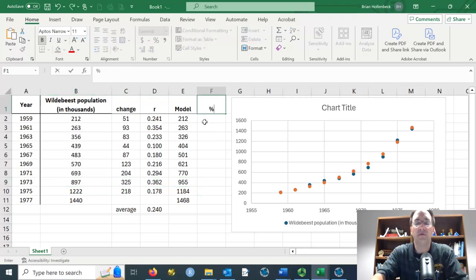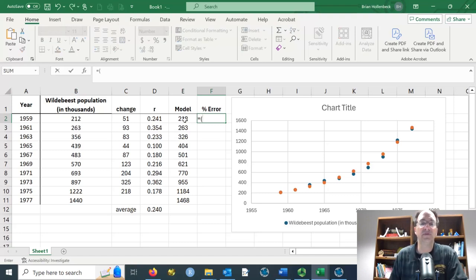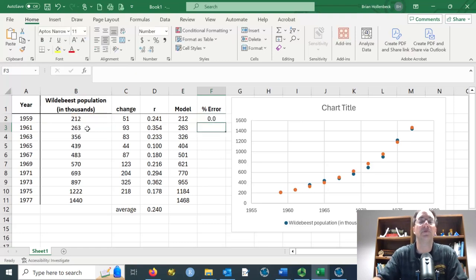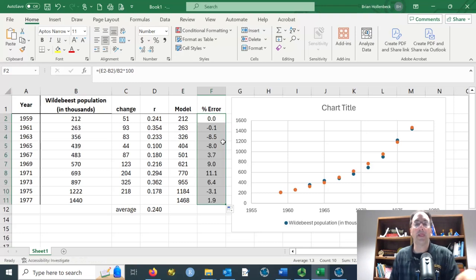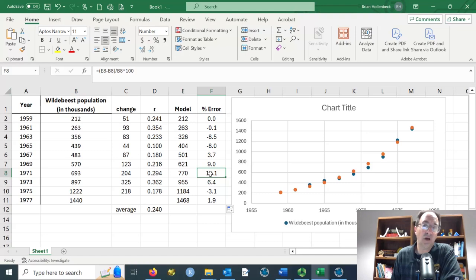If we want to do percent error, we can do that. We can just take the change, the difference between the two, so our model minus the actual, and then divide by the actual, and then we'll multiply it by 100 to get a percent. Of course, no error in our initial value. And overall, not too bad. Our worst error is 11%, which is higher than we would want, but some of them are still pretty close. And some are negative and some are positive. So overall, this is not a bad model.